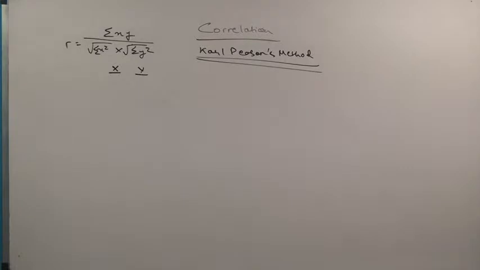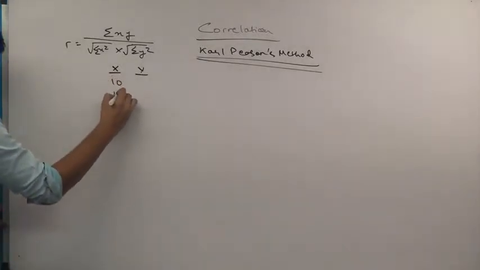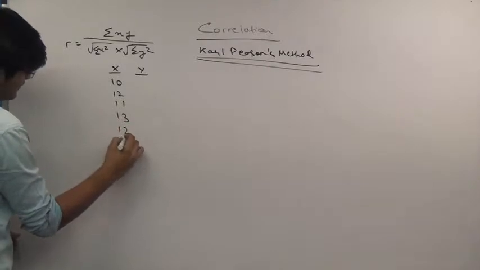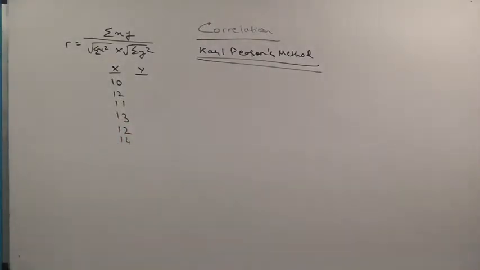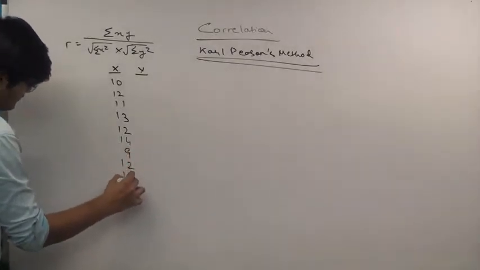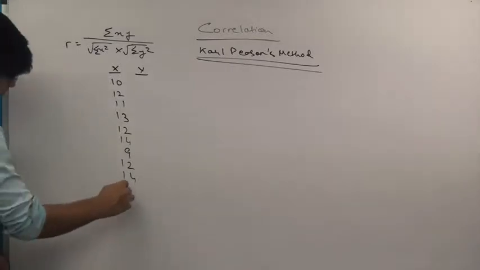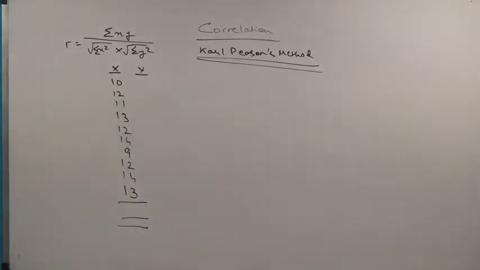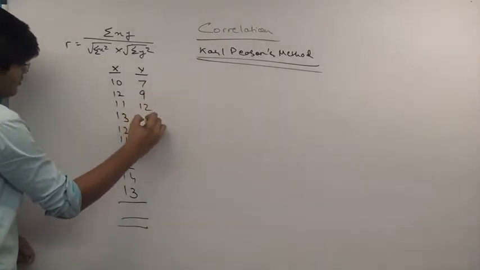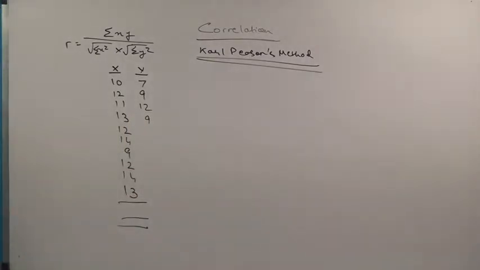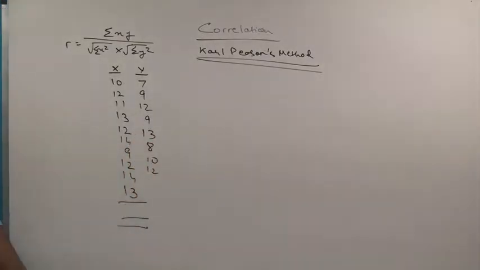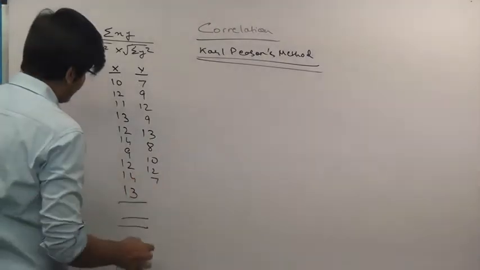Write down a random set of observations. X: 10, 12, 11, 13, 12, 14, 9, 12, 14, 13. Y: 7, 9, 12, 9, 13, 8, 10, 12, 7, 13.